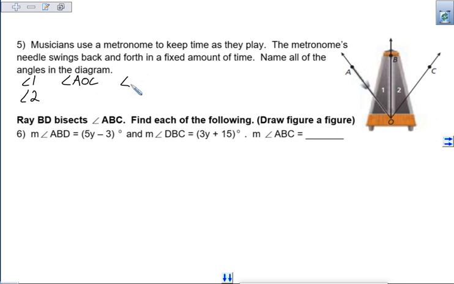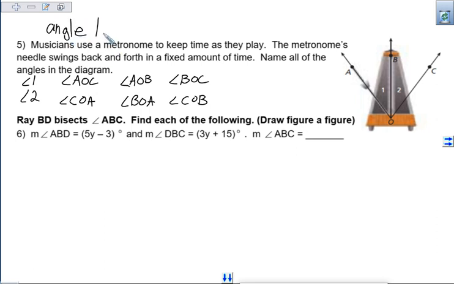Angle AOB, another one. Angle BOC. And we've got a few more. What are our other ones? Yeah, we need to flip all these. Angle COA, angle BOA, and angle COB.